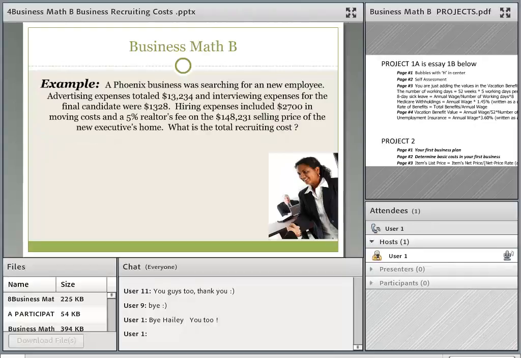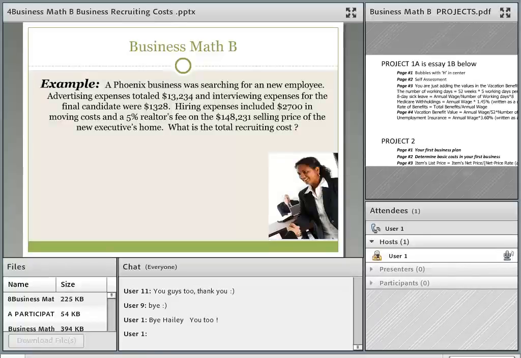Okay, within your workbooks and your checkpoints, you'll find a variety of questions on this subject. So I wanted to come up with an example for you to see how you would plug all this information into the formula. You can see the formula is fairly basic in that you're going to be adding the varied expenses together.